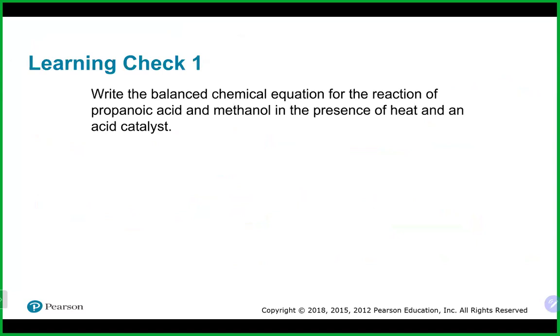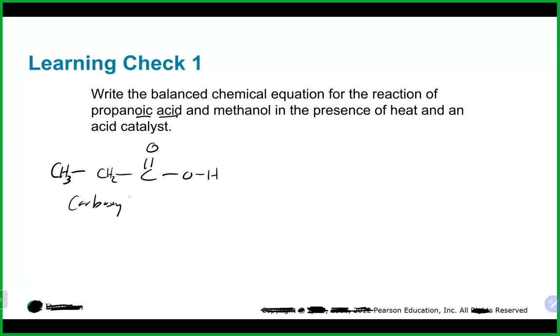All right, so why don't you do this one? Write the balanced chemical equation for the reaction of propanoic acid and methanol in the presence of heat and an acid catalyst. Again, propane is going to tell us we got 3 carbons happening there. And again, we're going to fill in our hydrogens. And again, we have a carboxylic acid.